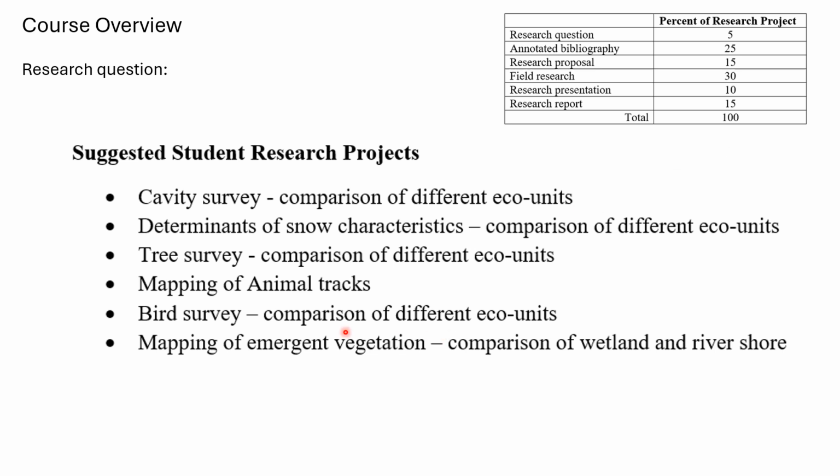So here we have 1, 2, 3, 4, 5, 6 options. Again, we don't have to be limited to these, but if you're looking at these options and you're like, wow, that's something that I'm really interested in, we can decide. I can work with you to establish what you want to be working on, and maybe whether you want to work on it with someone else or by yourself.